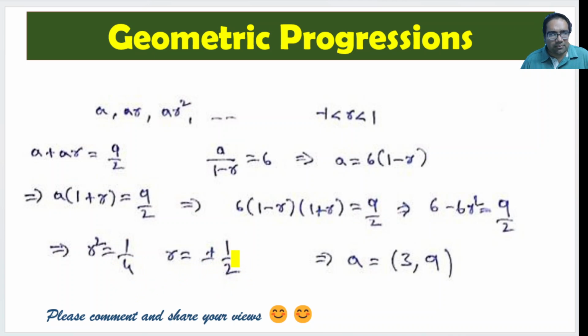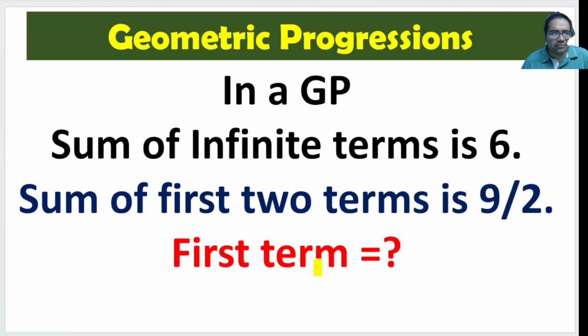Now, if r is plus half, then what is a? a is the first term, right? a equals 6 times 1 minus r. 1 minus half is half. 6 times half is 3, if r is plus half. If r is minus half, then 1 minus minus half, right? 1 plus half, 3 by 2. 3 by 2 times 6, 1.5 times 6, which is 9. So a can be 3 or 9. That means the first term can be 3 or it can be 9.